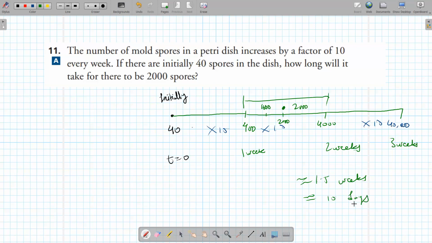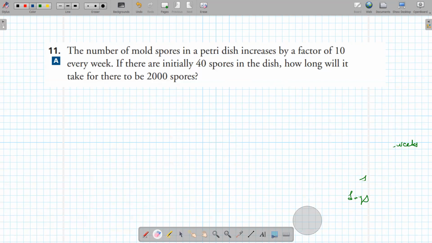But that's a guesstimate. What if it's 9 days? What if it's 11 days? We don't like guesswork here. So the trick is to convert this into an exponential equation. And I'll tell you how to do this.